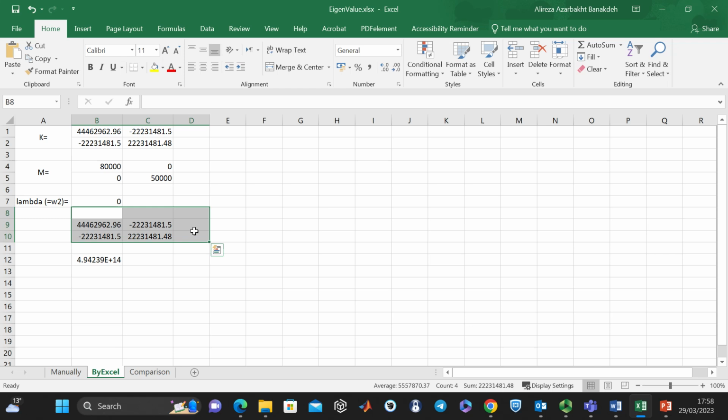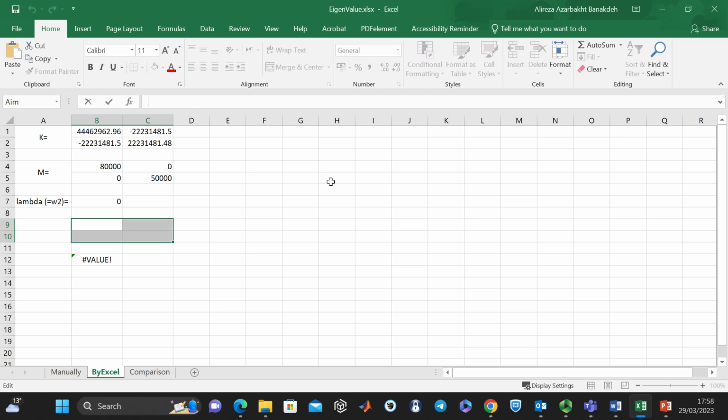I can just delete this, and you can select these cells and go here to write your formula: stiffness matrix minus lambda multiplied by mass matrix. Stiffness matrix and mass matrix are these 2. Lambda is this one. And when I write this formula, Excel understands what these 3 parameters are, because previously I've named them, right?